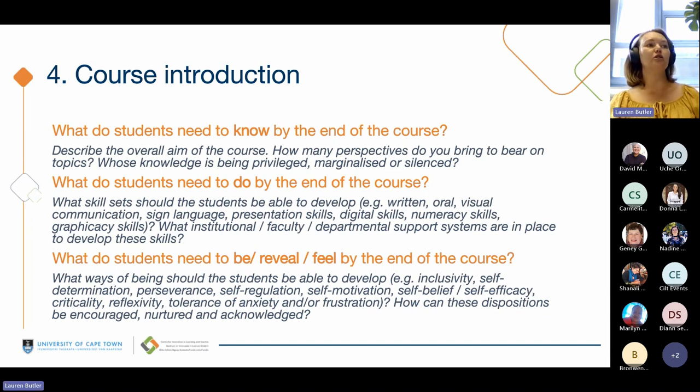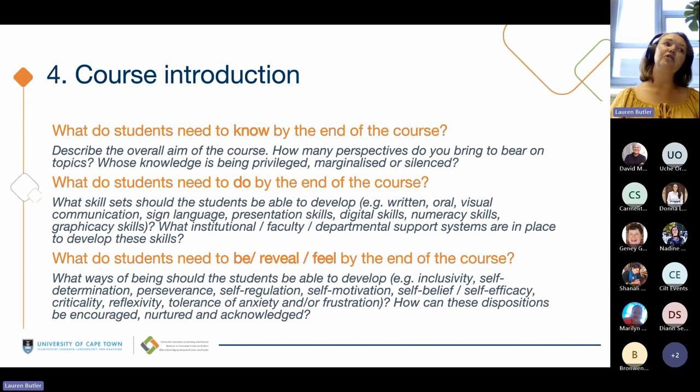Then the second one about what students need to do is quite practical in terms of their skill sets, so what they need to be able to build, that they need to develop, for example, written, oral, visual communication, sign language, presentation skills, etc. And you can be very clear about these things. The students can have a heads up about what are the skills that they'll be working on throughout the course. And you can also indicate any institutional or faculty or departmental support systems that are in place that they can draw from to help them develop these skills. They don't necessarily have to rely on the course only.